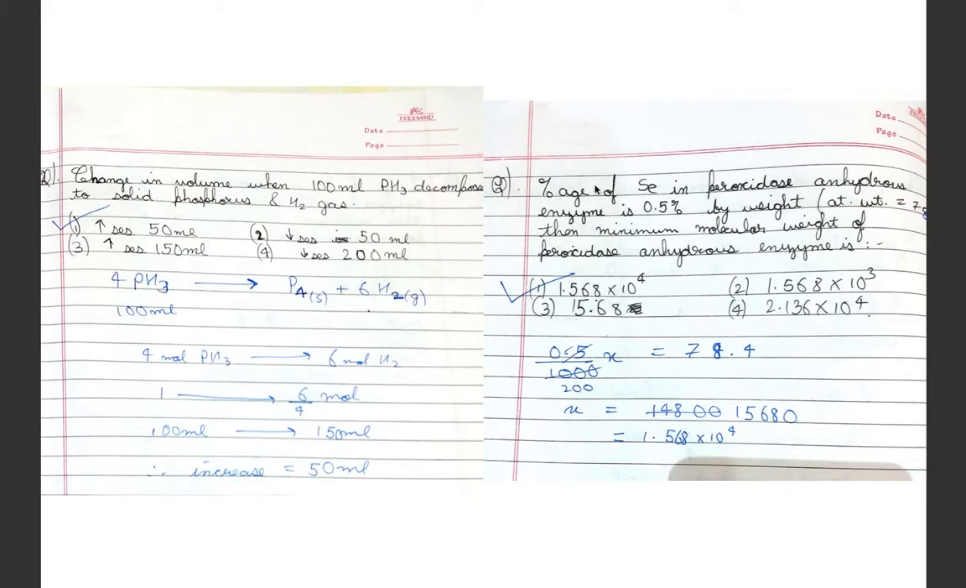Option number 1. Percentage questions like this one are very important, not as a tough question but as a time saving question. Here in the question we have SC, that is just not to be read by students of our class. We don't have to read SC at all. In peroxidase anhydrous enzyme, it is 0.5% by weight, atomic weight is given. Then the minimum molecular weight of peroxidase anhydrous enzyme is, it is just a simple question.